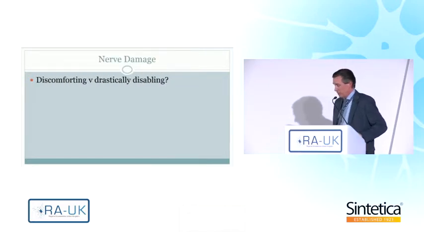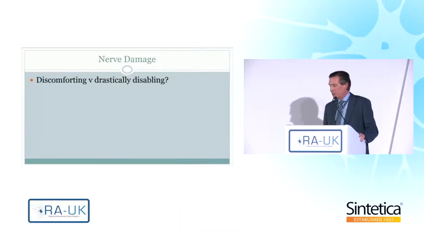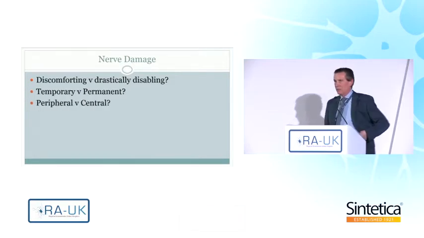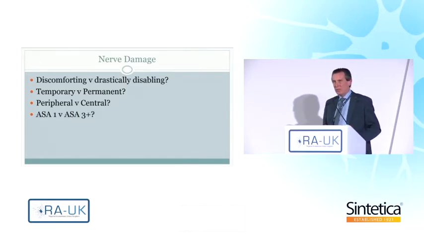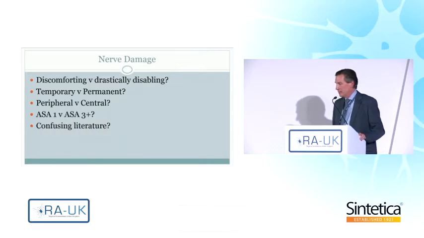Nerve damage, right. Well, I found this very confusing and difficult in the literature because we've got to talk about: is it discomforting or drastically disabling? Is it temporary? Is it permanent? Is it peripheral? Is it central? And is there a difference between ASA1 patients and ASA3 patients? The vast majority of the literature relates to high-risk patients, elderly patients, not ASA1 patients. So it's a confusing literature.